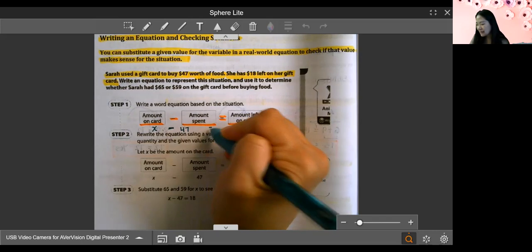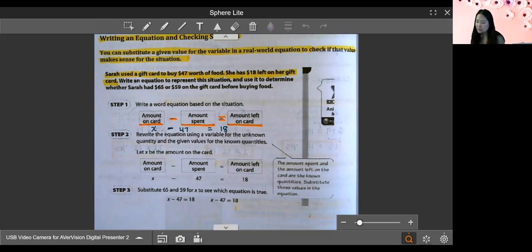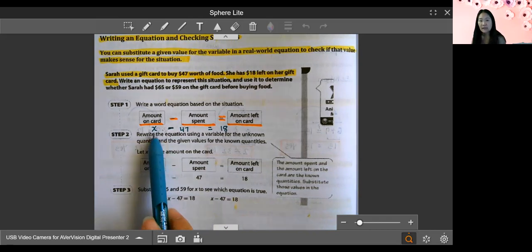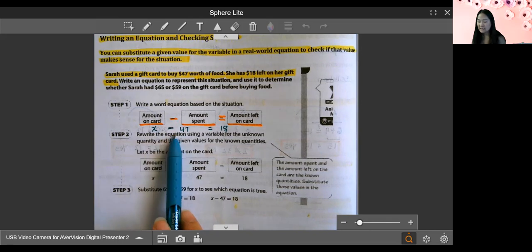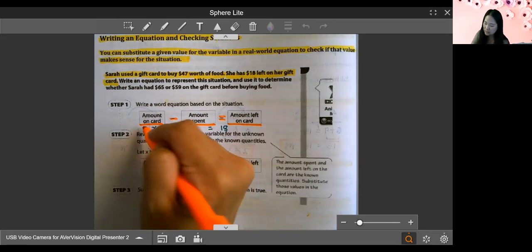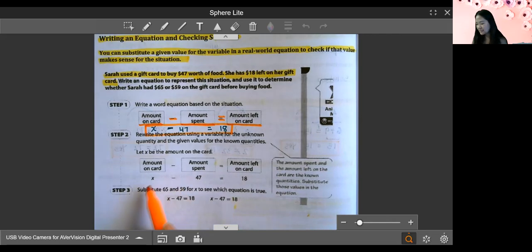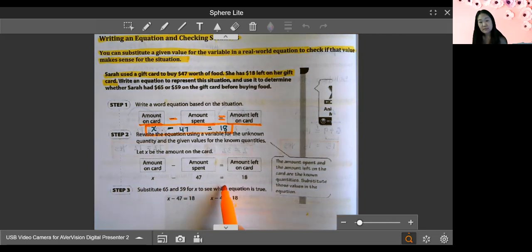And we know that now she has $18 left. So the equation is right here. X, the amount that she had on the gift card, minus $47 is equal to $18. So this is the equation, which is right here. X minus 47 equals 18.